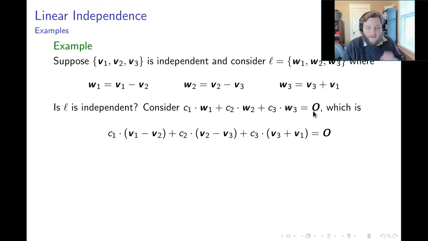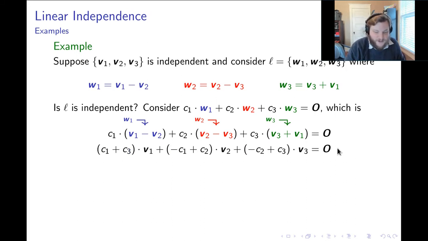Well, the first thing we can do is make our substitutions. w1 is equal to v1 minus v2, so let's sub that in. w2 is v2 minus v3, so let's substitute that in. And then w3 is v3 plus v1, let's substitute that in. Now what we can do is distribute these scalars and reorganize all of the coefficients.